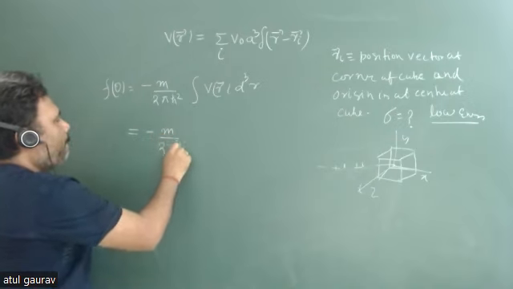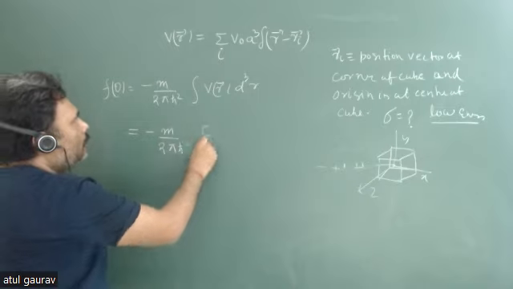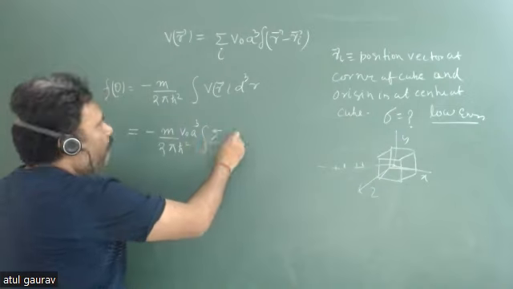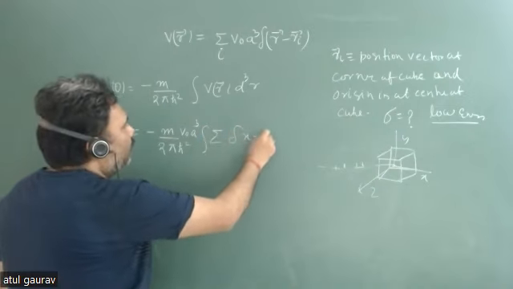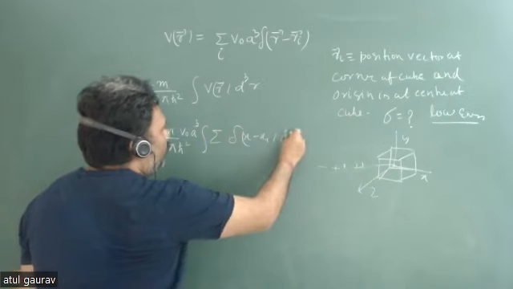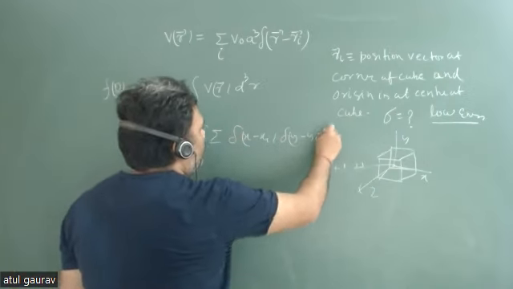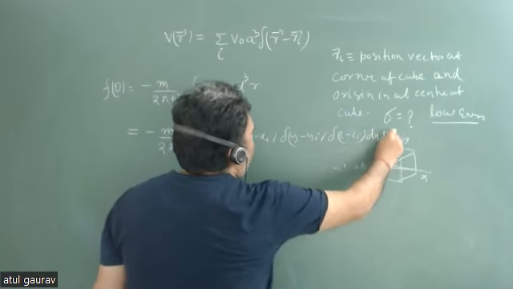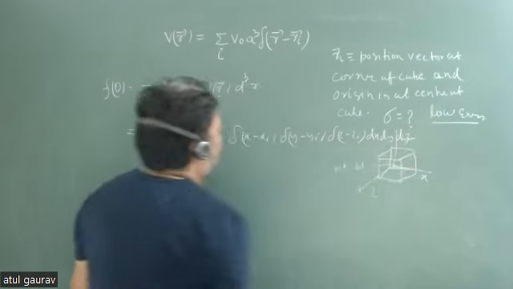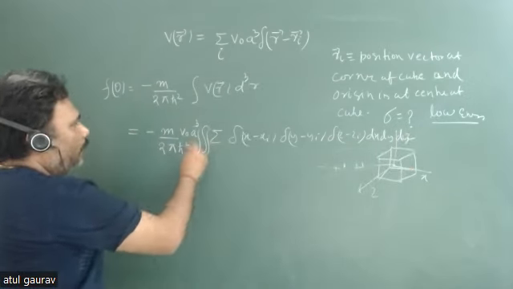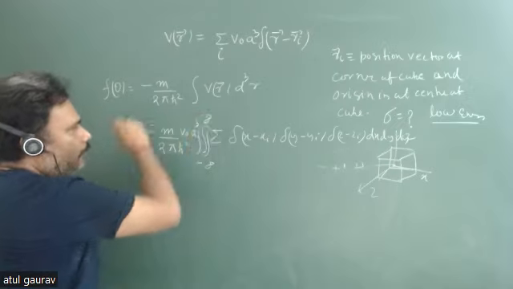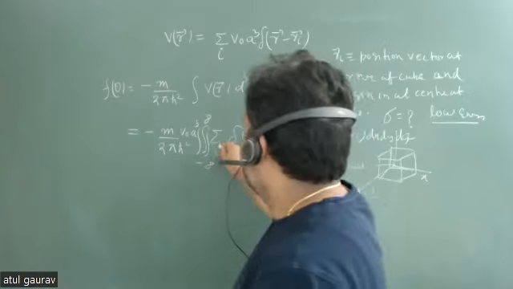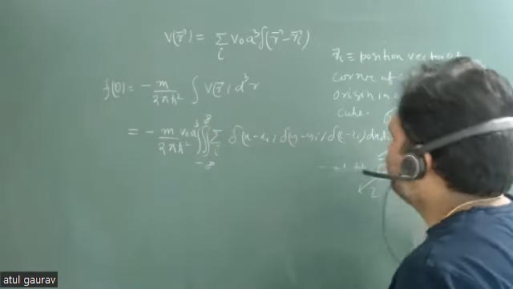Tell me. So this thing can be written as, I can take V naught a cube outside. So this can be taken as delta x minus x_i, delta y minus y_i, and delta z minus z_i, and you have dx, dy, and dz. And you have a triple integration here. All values are going from minus infinity to plus infinity. And how many times will you have to do this integration?